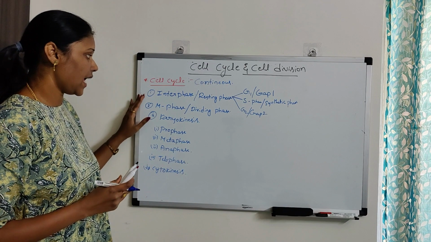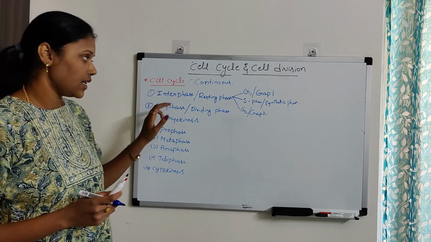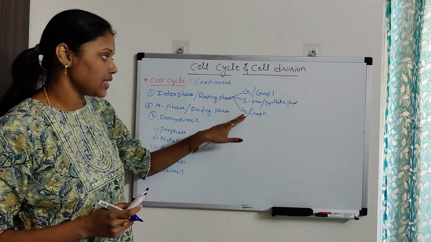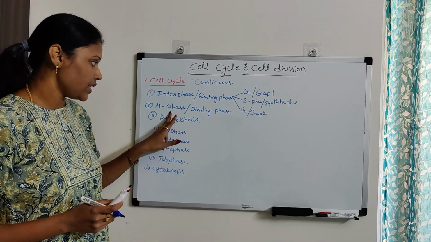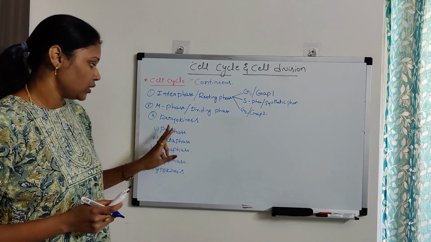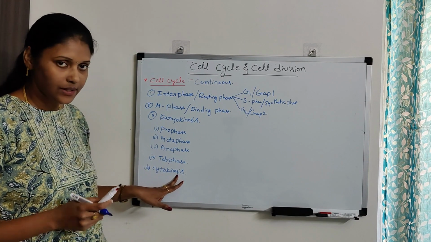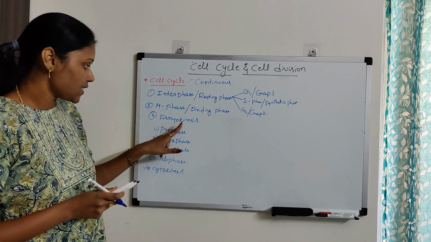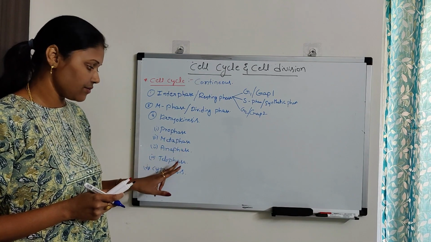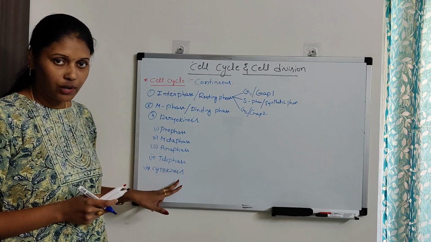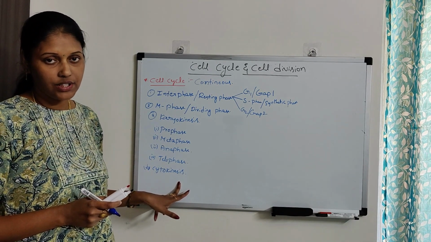So cell cycle has two phases. One is interphase, another one is M phase. Interphase has three subphases, G1, S phase and G2 phase. M phase or dividing phase has two stages. One is karyokinesis, another one is cytokinesis. Karyokinesis is completed in four steps: prophase, metaphase, anaphase and telophase. It is followed by cytokinesis, that is cytoplasmic division.